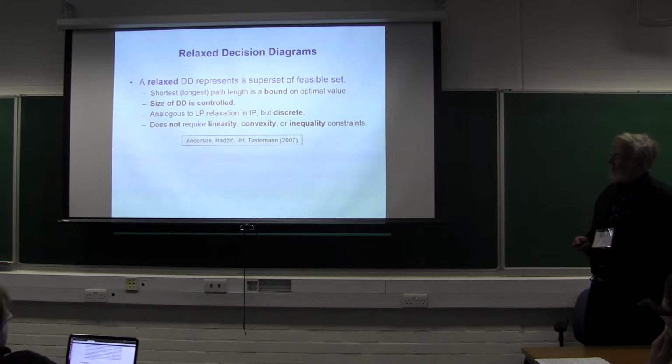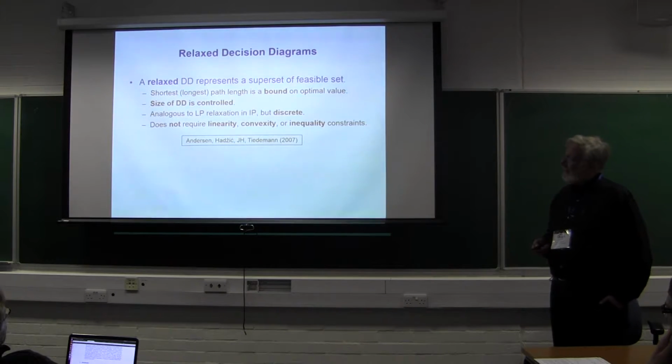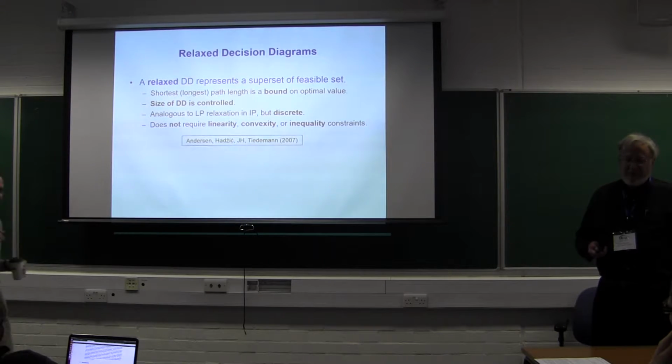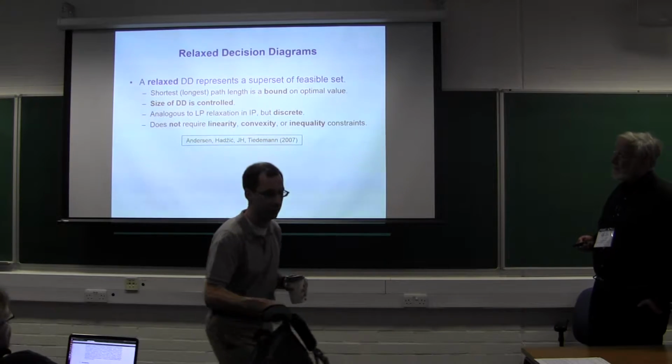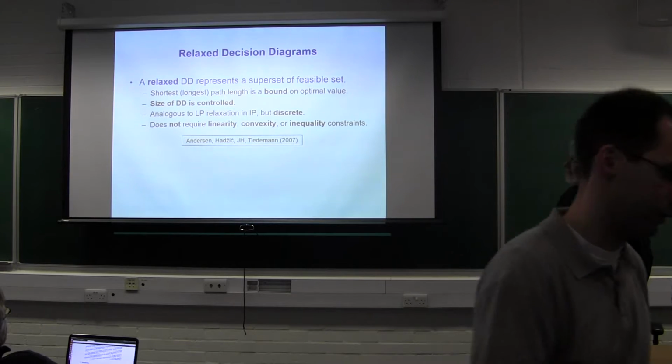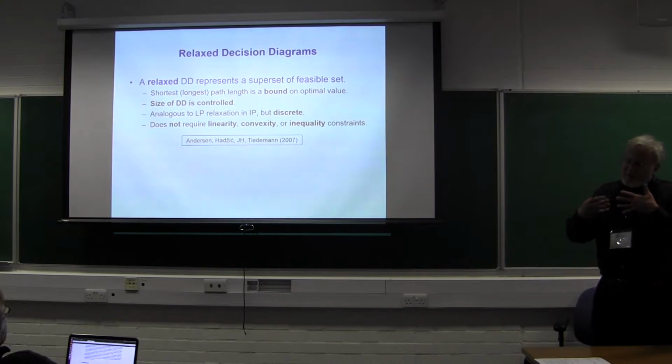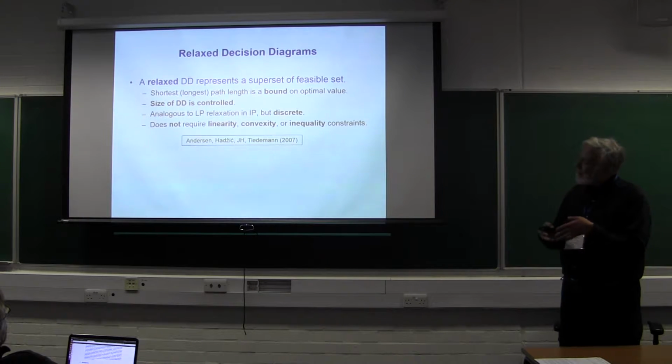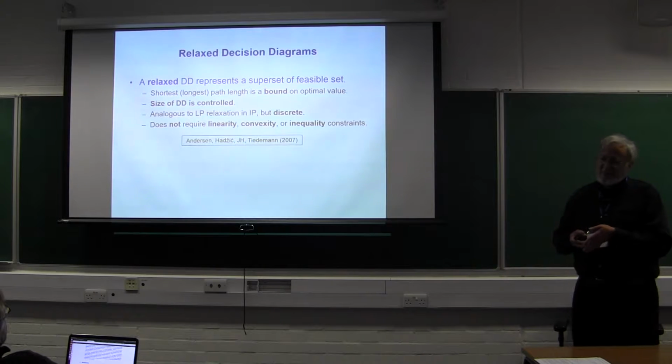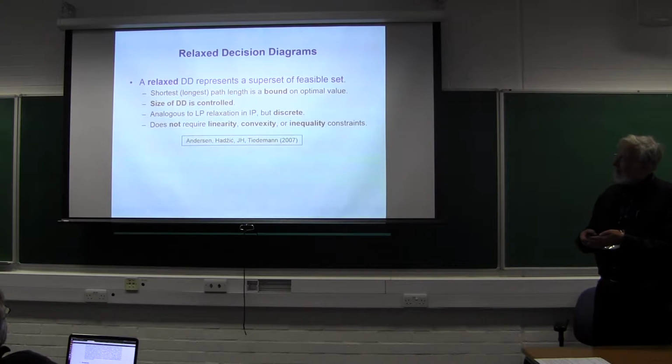So what is a relaxed diagram? Well, it's a diagram that represents the feasible set and a superset of the feasible set. So if you have a diagram in which the paths include the feasible solutions, along with some infeasible ones, then the shortest or longest path in that diagram gives you a bound on the optimal path.